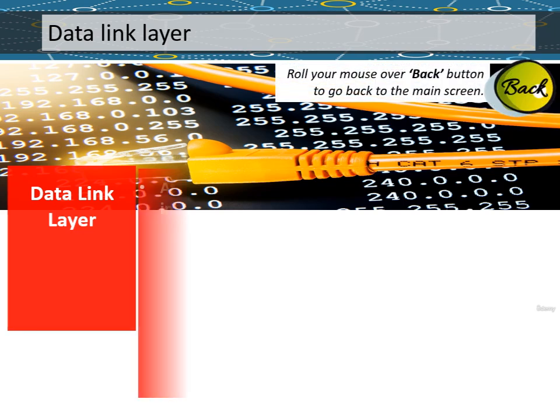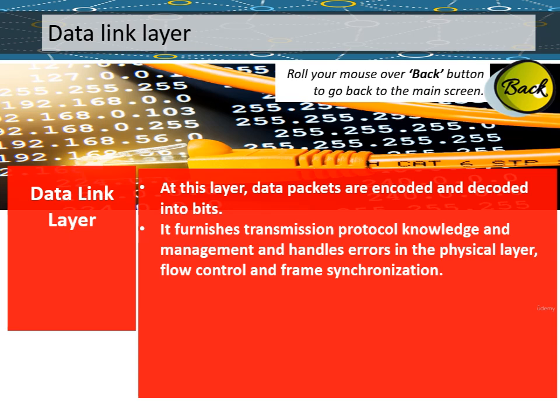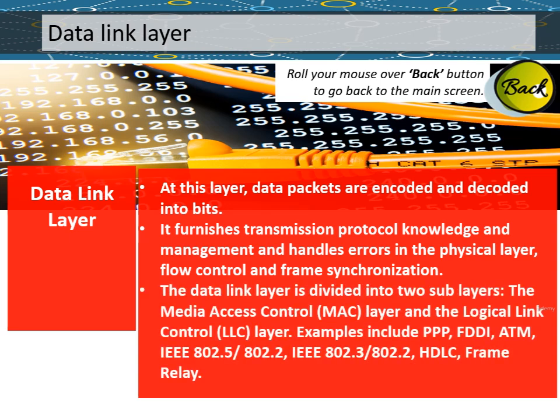Data link layer. At this layer, data packets are encoded and decoded into bits. It furnishes transmission protocol knowledge and management and handles errors in the physical layer, flow control, and frame synchronization. The data link layer is divided into 2 sub-layers: the Media Access Control (MAC) layer and the Logical Link Control (LLC) layer. Examples include PPP, FDDI, ATM, IEEE 802.5/802.2, IEEE 802.3/802.2, HDLC, frame relay.